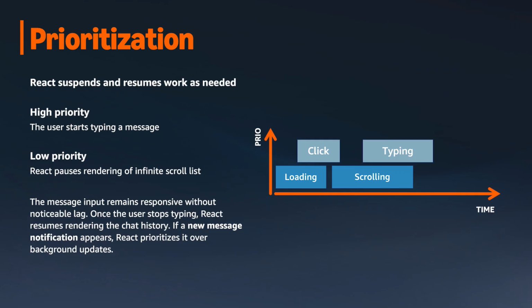Now let's look at it from a different angle. Let's talk about prioritization, but from a time graph instead of from what the application looks like. So you can see that we're prioritizing clicks and typing over loading and scrolling. So we can allow scrolling to continue to occur. We always prioritize clicking and typing. This enables input to remain responsive without noticeable input lag, as well as a notification banner can appear as needed.